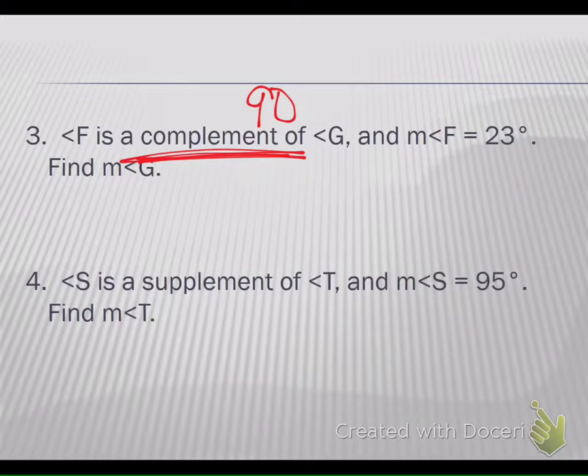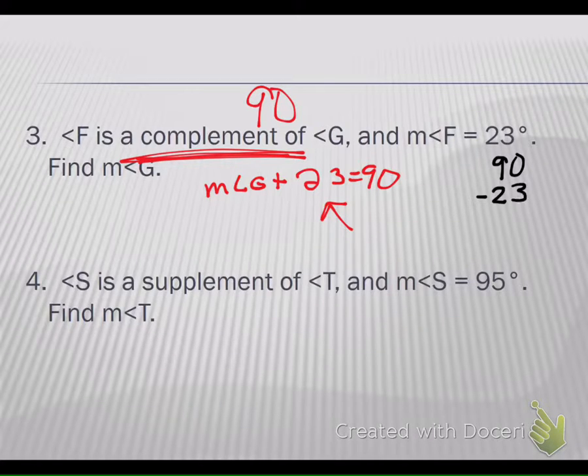Yeah, you could write an equation. The equation here would be like the measure of angle G plus 23 equals 90. Honestly, I think this is a little extra. It's a lot easier just to be like, oh, they need to add to make 90. So if I subtract the one I know, I'll get the one I don't know. Anyone know what 90 minus 23 is? 67. Good.